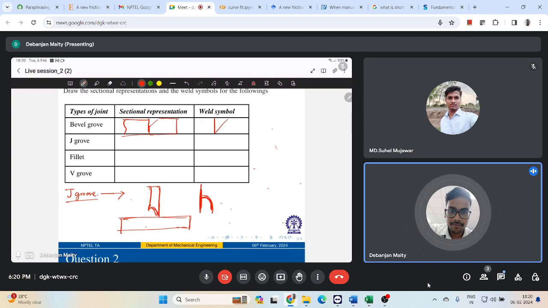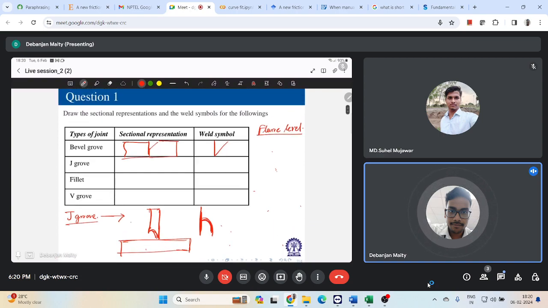Let's say this is some kind of flare bevel groove. If this is flare bevel groove, what will be the symbol? If this is my edge, another edge will look something like this. So this will be the weld symbol for flare bevel, right?